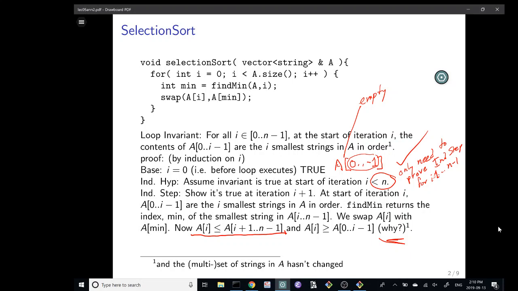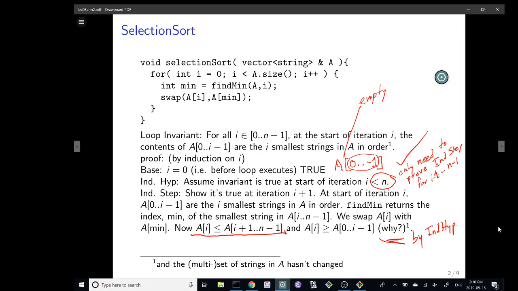Isn't that just the inductive hypothesis? Exactly. It's the inductive hypothesis. This is saying that the original array locations A0 through AI minus 1 are smaller than all of the contents of the array locations AI through n minus 1. That's what it says here. The contents of A0 through AI minus 1 are the I smallest strings in A. And that means that this guy, who isn't one of those, must be bigger, or at least as big. So this is the inductive hypothesis. So you would write by the inductive hypothesis.